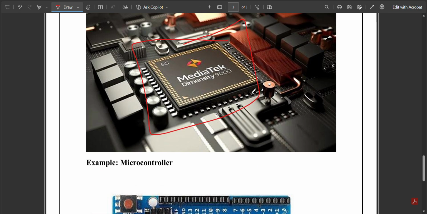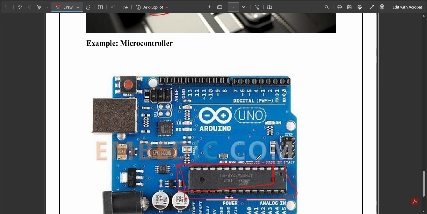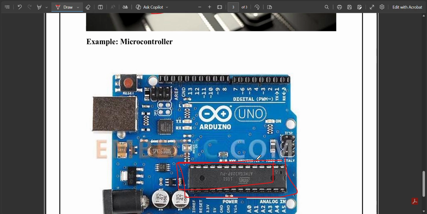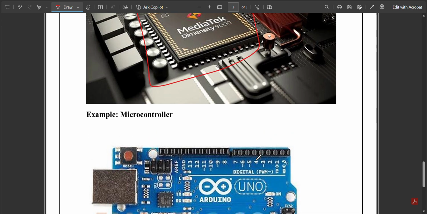Here the single chip can store the data and can process the data. It contains a timer and some other external peripheral devices: I2C, ADC, and SPI protocol. Everything is inside the single ATmega chip. This is the difference between a microcontroller and a microprocessor.